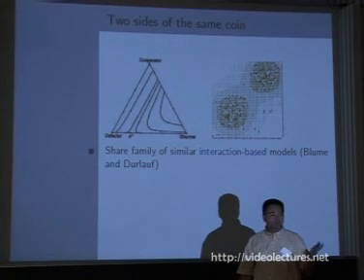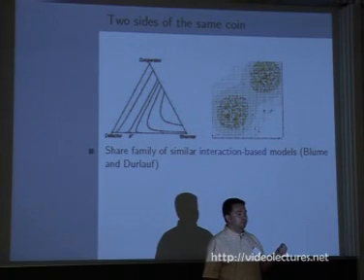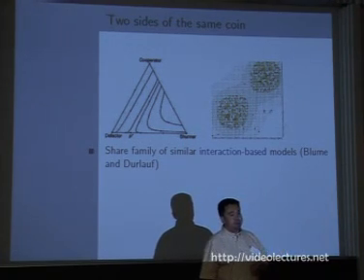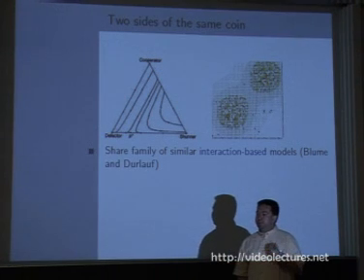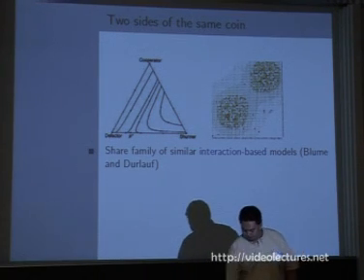You can see here a very typical phase diagram picture from evolutionary game theory versus a Sugarscape model. In particular, a lot of the basic models that the two areas deal with are very similar. And I'm going to be concerned with a class of models, interaction-based models developed by Blume and Durlauf.